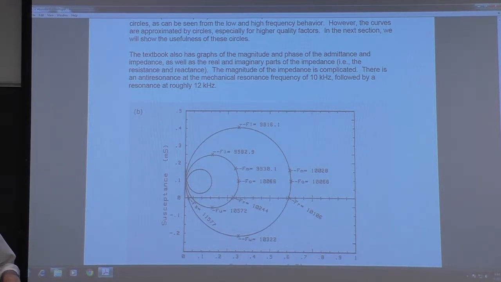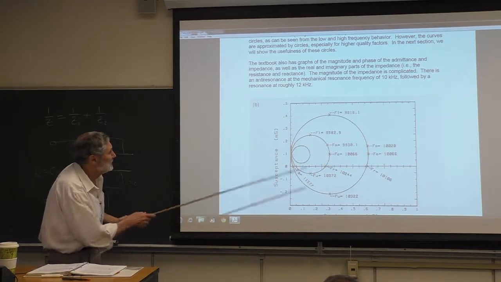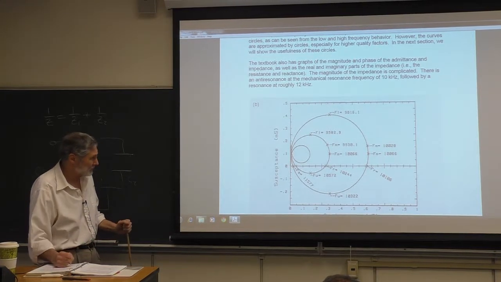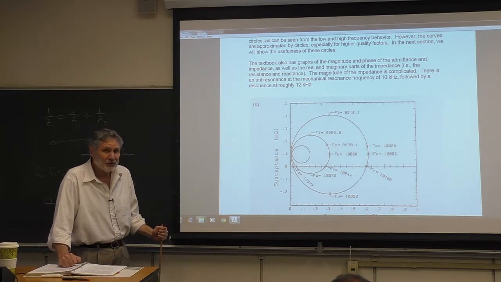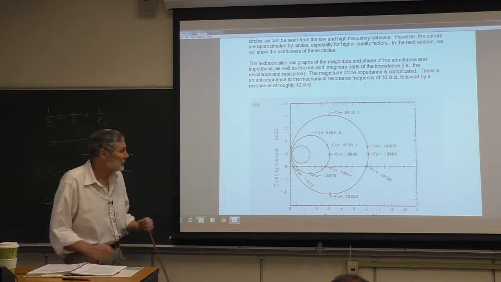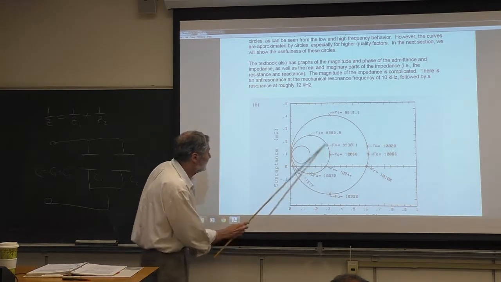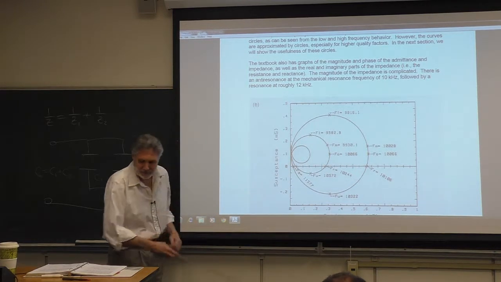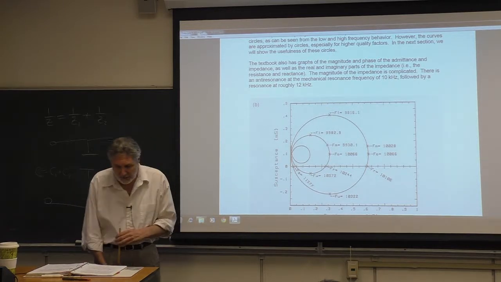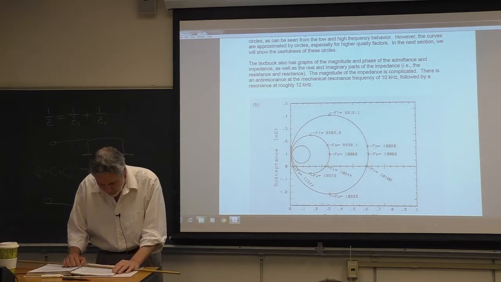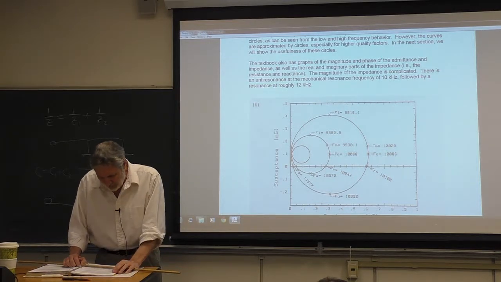Okay, so let me look at the notes here. These are the three different motional resistances, or quality factors. And you remember the diameter is equal to 1 over the motional resistance. So this is the high Q, this is the intermediate Q, this is the low Q: 20, 10, and 5, I think. So that's useful. From simply the diameter, we can get the motional resistance, and from that we can get the mechanical quality factor. Oh, I do say the curves are not exact circles.